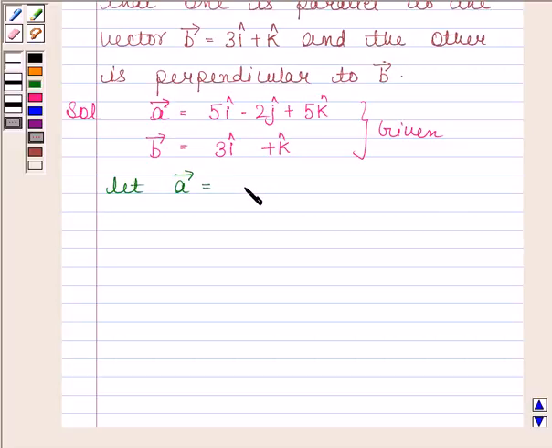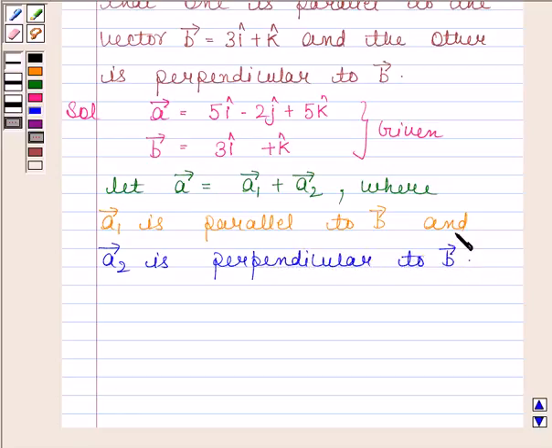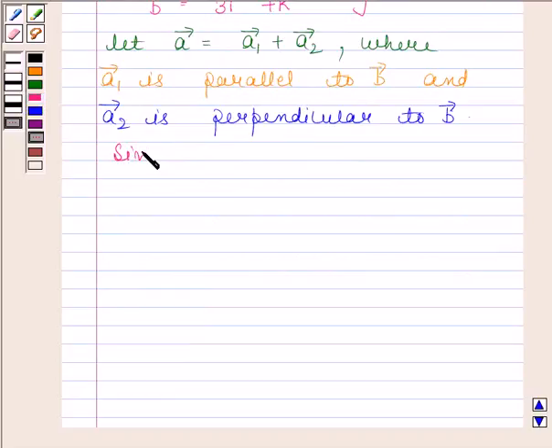Vector A is equal to vector A1 plus vector A2, where vector A1 is parallel to vector B and vector A2 is perpendicular to vector B. Since vector A1 is parallel to vector B, therefore vector A1 is equal to lambda times vector B.